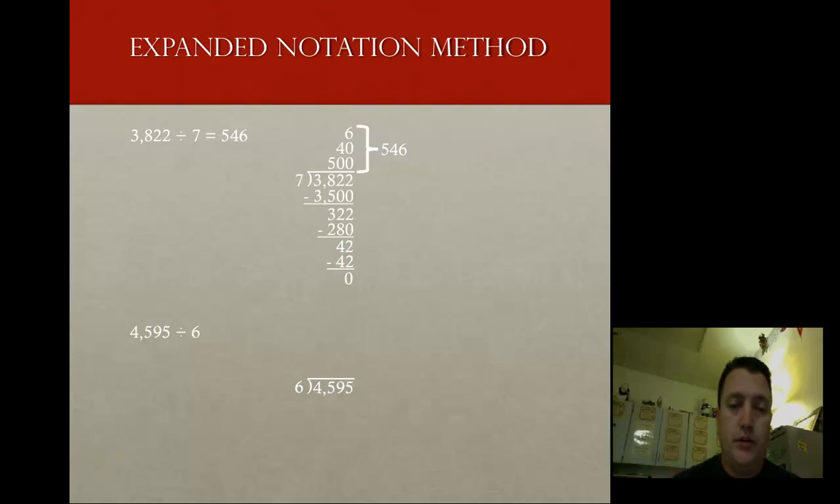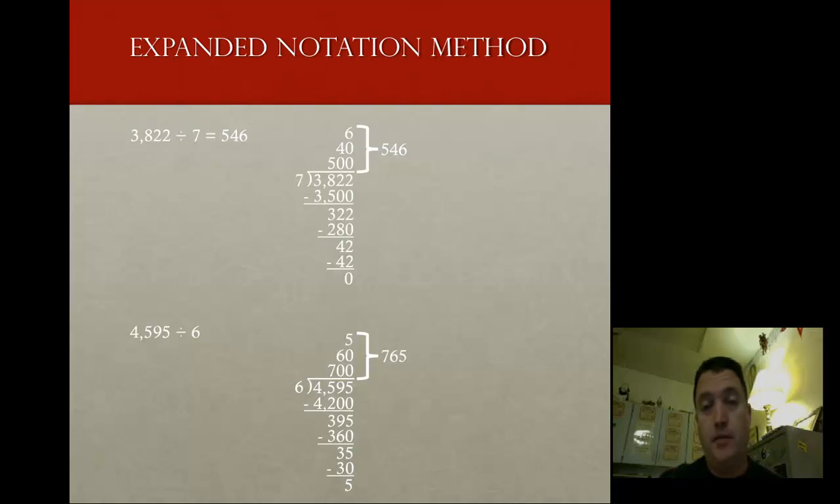So same deal, 6 goes into 4, nope, but it will go into 45 7 times. I add those 2 zeros at the end because of the 2 numbers that come after the 45. That's 700, that's 4,200. I'm going to subtract. I get 395. 6 will not go into 3, but it will go into 39 6 times. Turn that 5 into a 0, make it into 60. 6 times 60 is 360. Subtract, I get 35. 6 goes into 35 5 times. Subtract, I get 5. I'm going to add up the numbers on top again, 765.